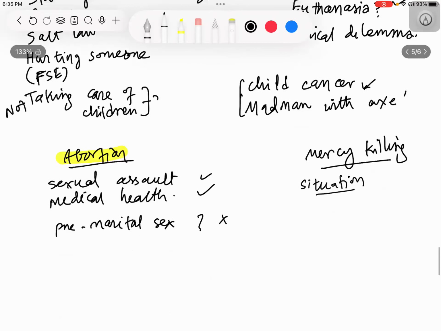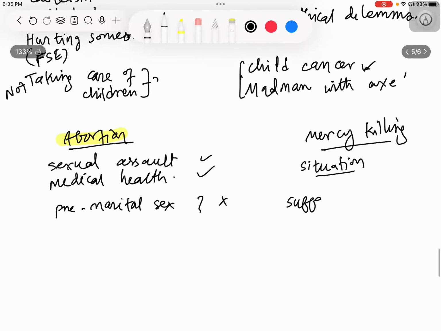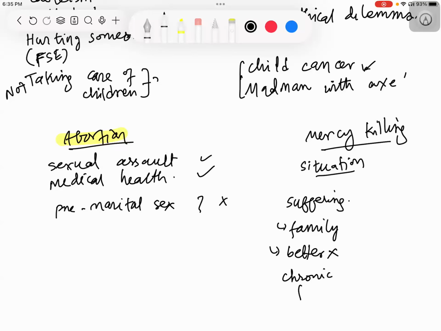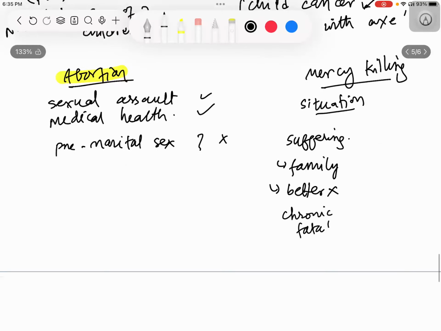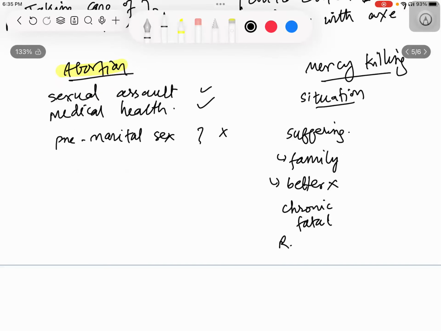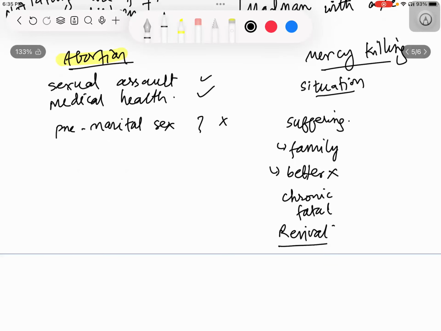If the situation is that the person is suffering a lot and the family is also suffering, and there is absolutely no chance of improvement, some kind of chronic or fatal disease, and specifically where there is no chance of revival, then mercy killing could be considered. For example, that person is in a coma or vegetative state, okay.